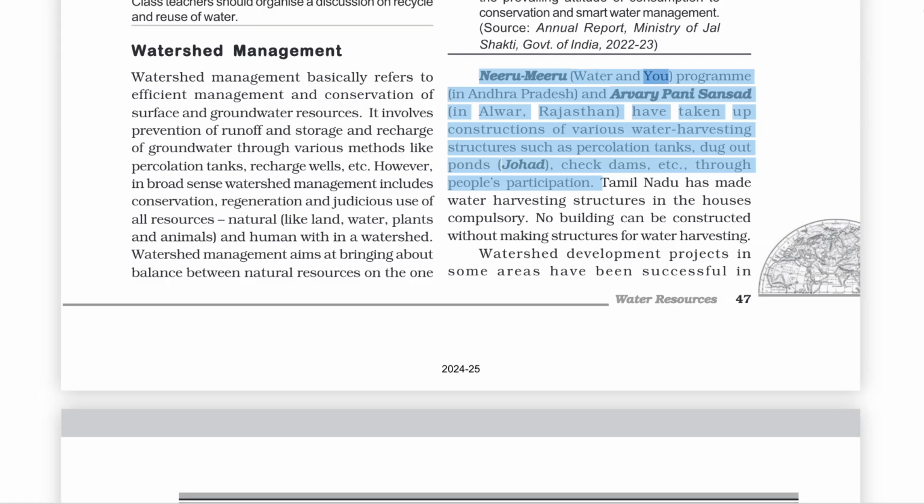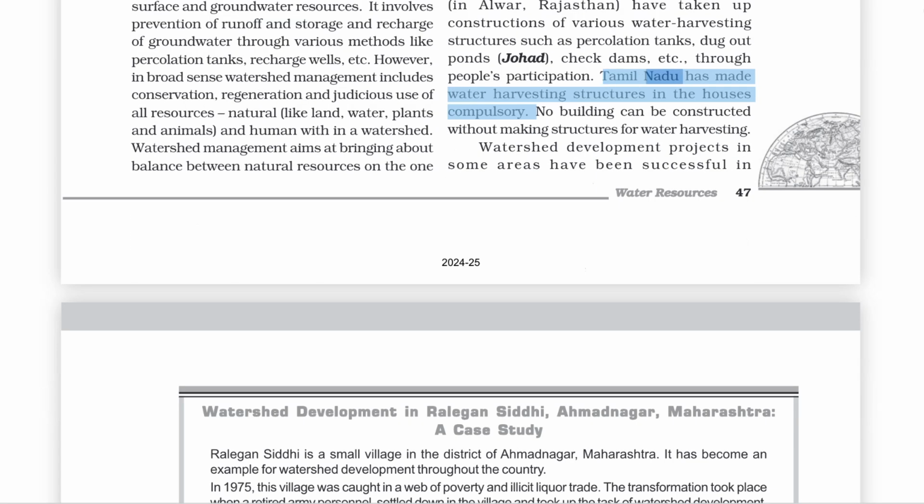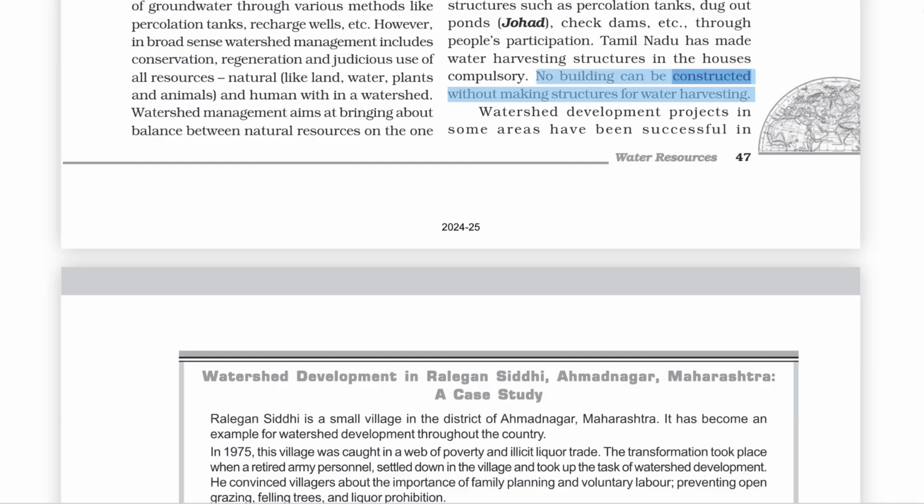Neeru-Meeru Water and Us program in Andhra Pradesh and Arvari Pani Sansad in Alwar, Rajasthan, have taken up constructions of various water harvesting structures such as percolation tanks, dugout ponds, johad, check dams, etc. through people's participation. Tamil Nadu has made water harvesting structures in the houses compulsory. No building can be constructed without making structures for water harvesting.